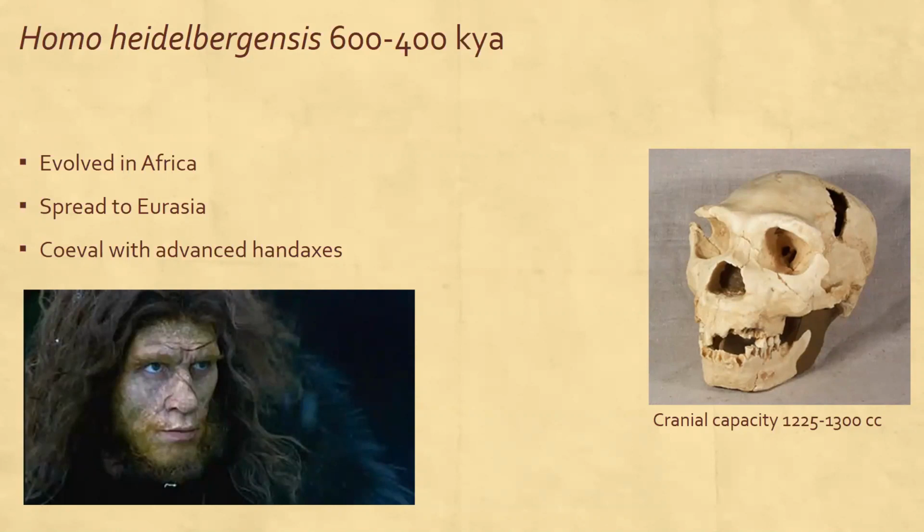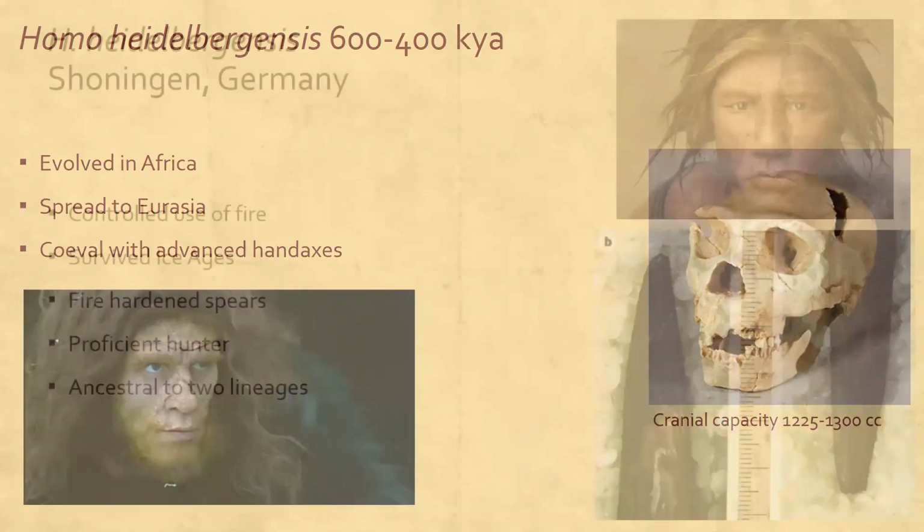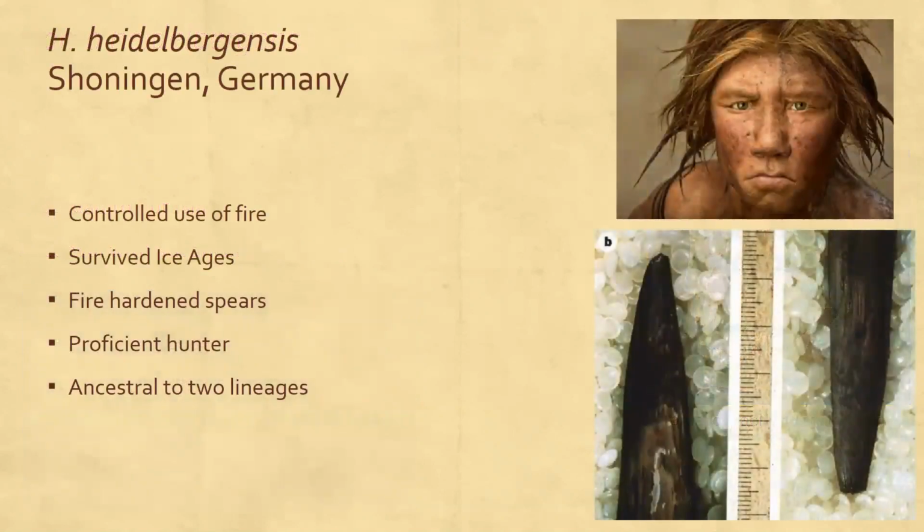We also know that the cranial capacity of heidelbergensis is quite large in comparison to its predecessors, reaching sizes of 1,225 to 1,300 cubic centimeters. Heidelbergensis at Schöningen, Germany, shows evidence for the controlled use of fire.